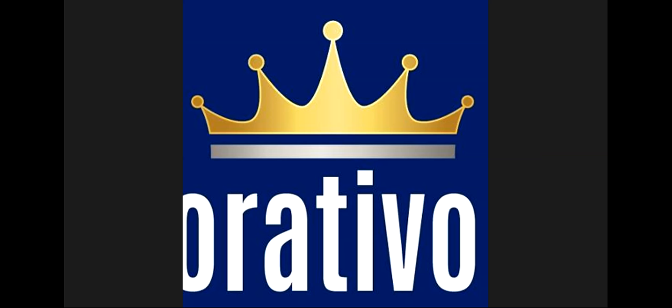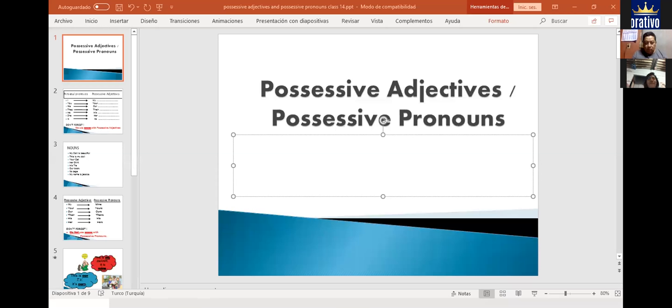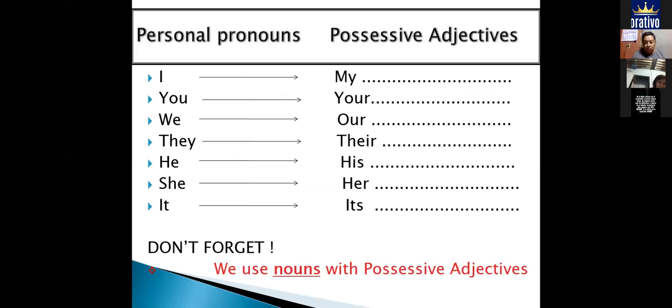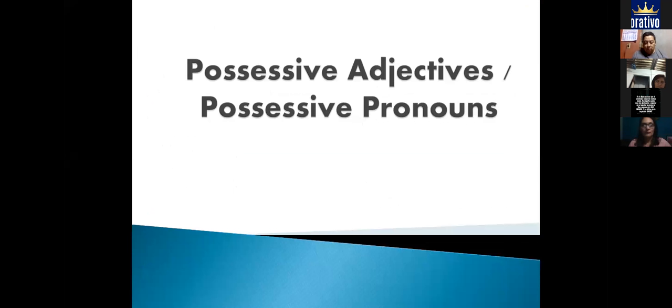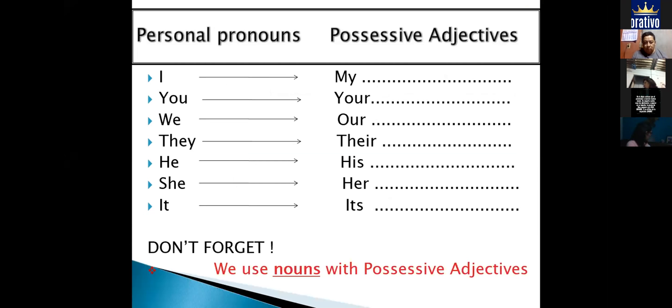All right, guys. So we're going to talk today about possessive adjectives and possessive pronouns. Okay. So I'm going to show you this right here. So we start studying this already. Okay, so if you notice, this is the topic for today. We have possessive adjectives and possessive pronouns. Okay, ahorita si gusta, póngame atención y luego si tiene alguna duda, hacemos las preguntas. Okay, so vamos a empezar con esto.